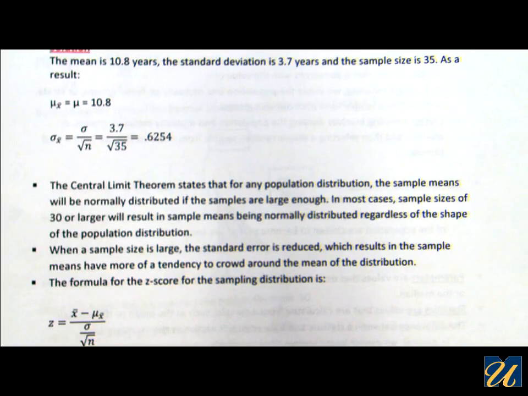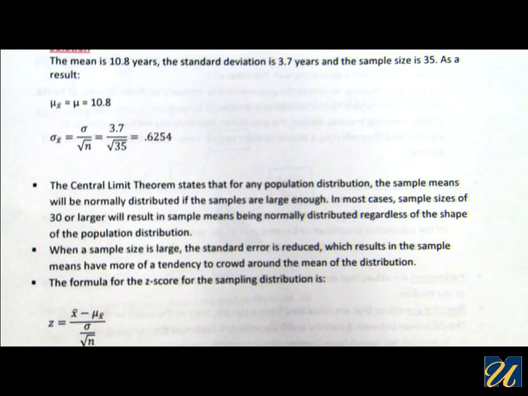I want you to remember that a sampling distribution will follow normal distribution when we have a sample size of at least 30, or when we know that the samples came from a population that follows normal distribution. One or the other has to occur in order to assume normal distribution for the sampling distribution.